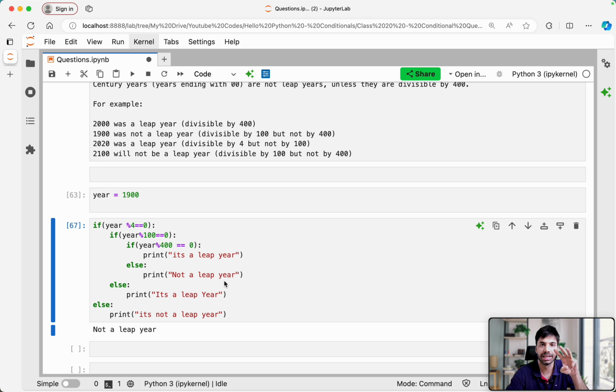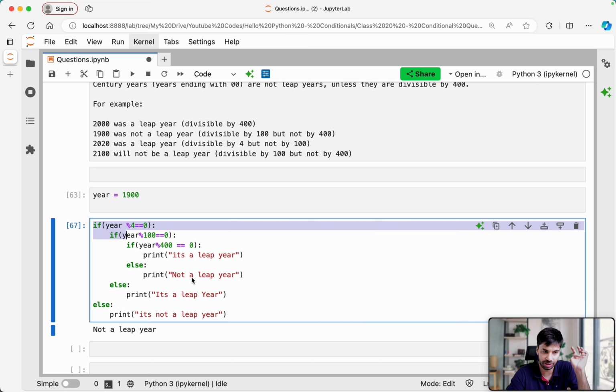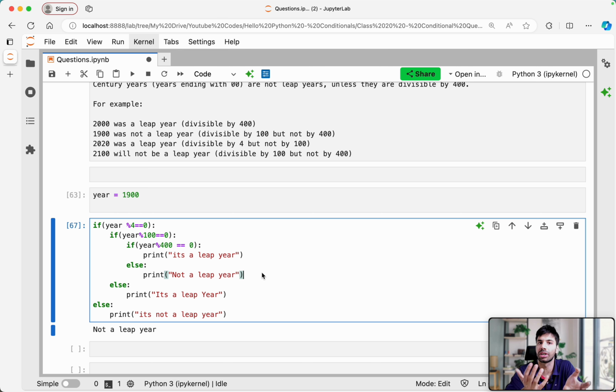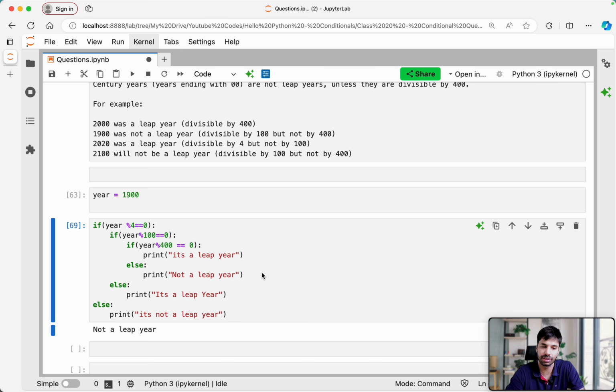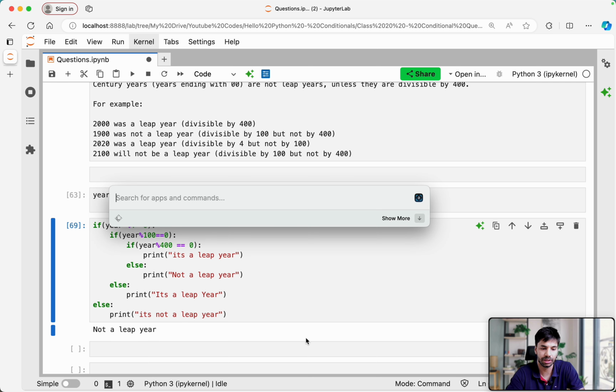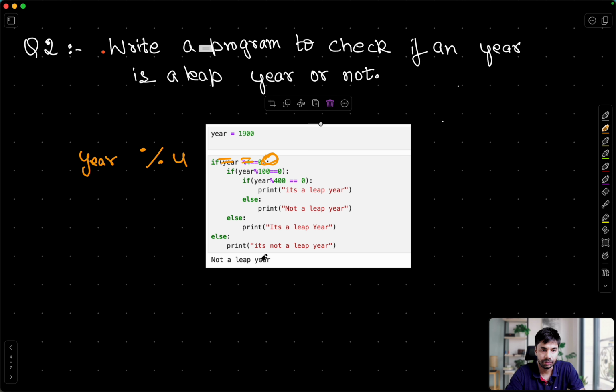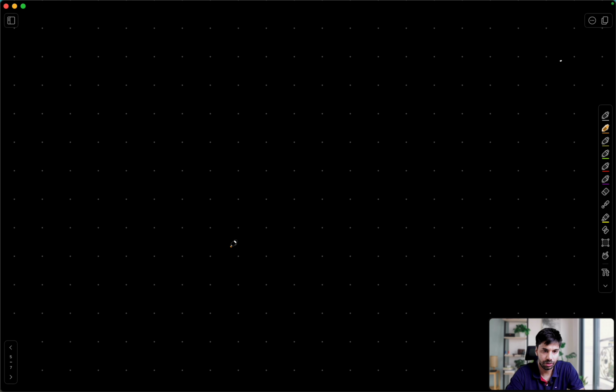I have written 3 nested ifs here. If we consider this the first one, then this is the second one, and this is the third one. And each and every if block has an else statement with it, so it knows what it has to do if it is not true. And this is a proper complete code. So yeah, very good, we are able to do this. Just copy this as well. Let me copy this on a new page so that you can go through it.